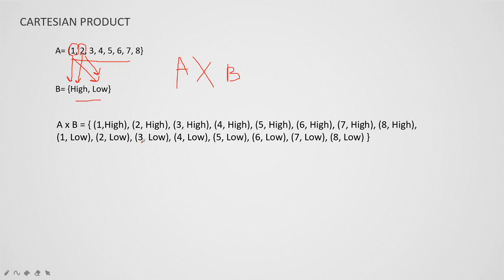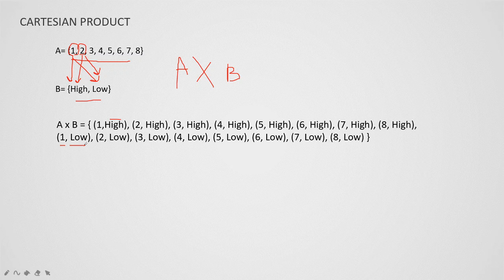Guys, remember, this is not a function, because in a function, one input has only one output. Now here we see, for 1 as the input I get output high, and for 1 as the input I get output low. So there are two outputs for the same input, so this is not a function. Never say Cartesian product is a function, because there are multiple outputs for the same input, which is never allowed. So this is a relation. Cartesian product is a relation. That is why I'm using the word relation again and again. Cartesian product is basically relating every element of one set to every element of the other set.